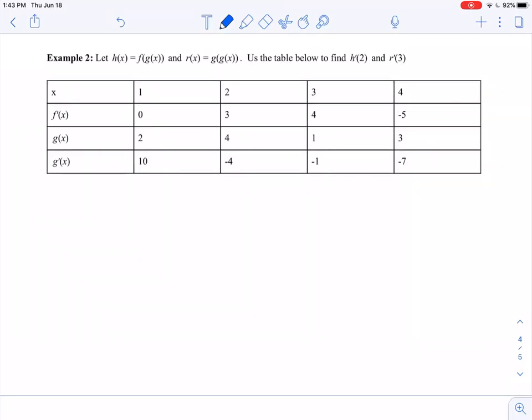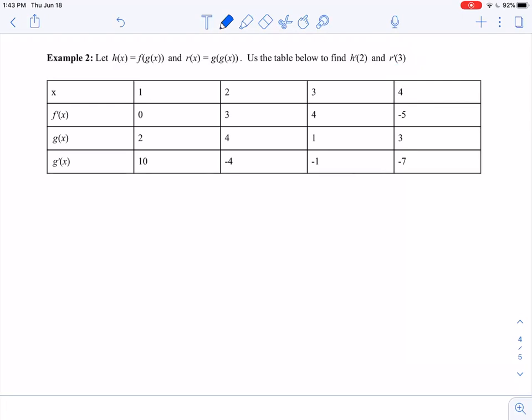This last example for the chain rule is something a little bit different. We're going to evaluate derivatives using tables here. So this is kind of an interesting new idea. We're starting with these functions. I have two of them. I have h of x equals f of g of x, and then I have r of x equals g of g of x. I'm going to use the tables that are given below here to evaluate h prime of 2 and r prime of 3.